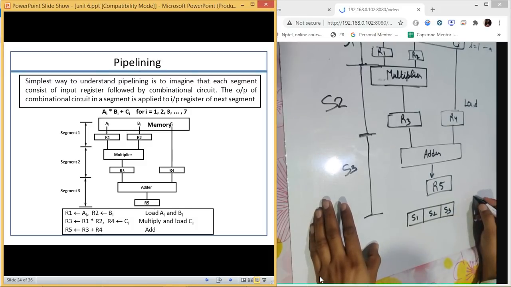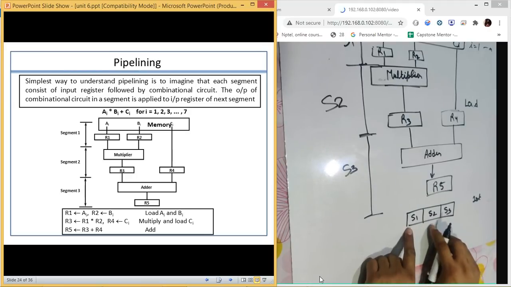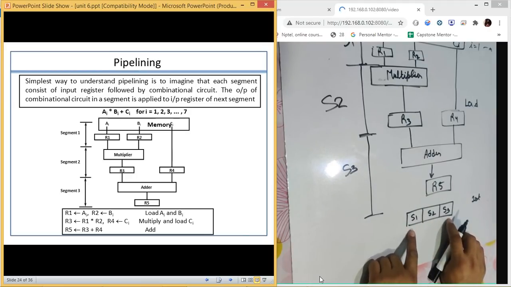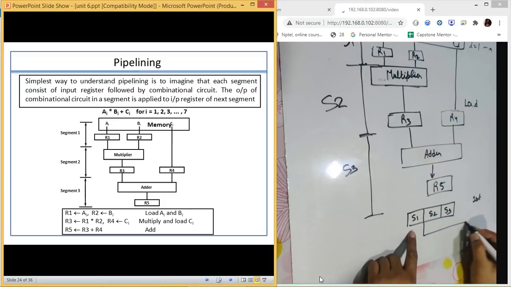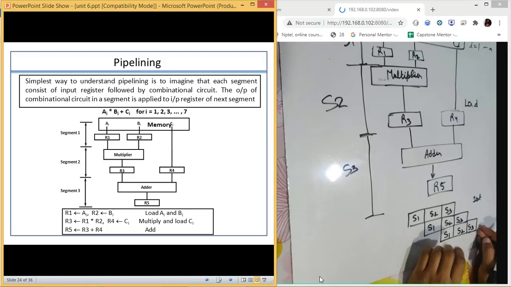So this is the first instruction. For the first instruction, S1 will be executed, then S2, then S3. This is a normal execution. Now if we want to do it in parallel, how will it work? S2 and S3. Then the third will be executed like this, S3.